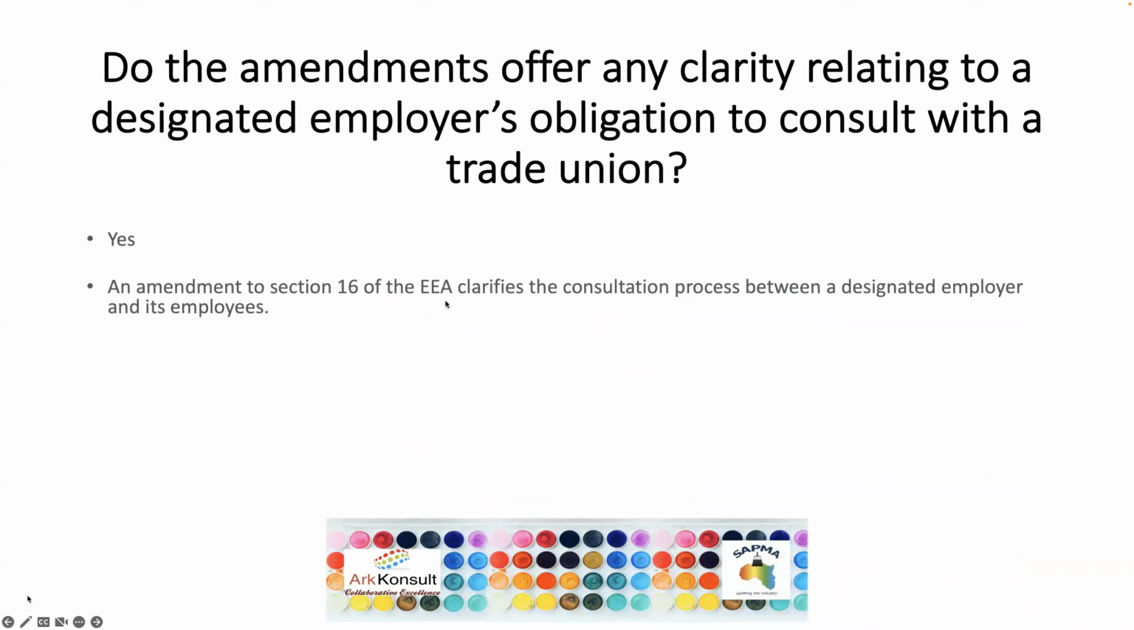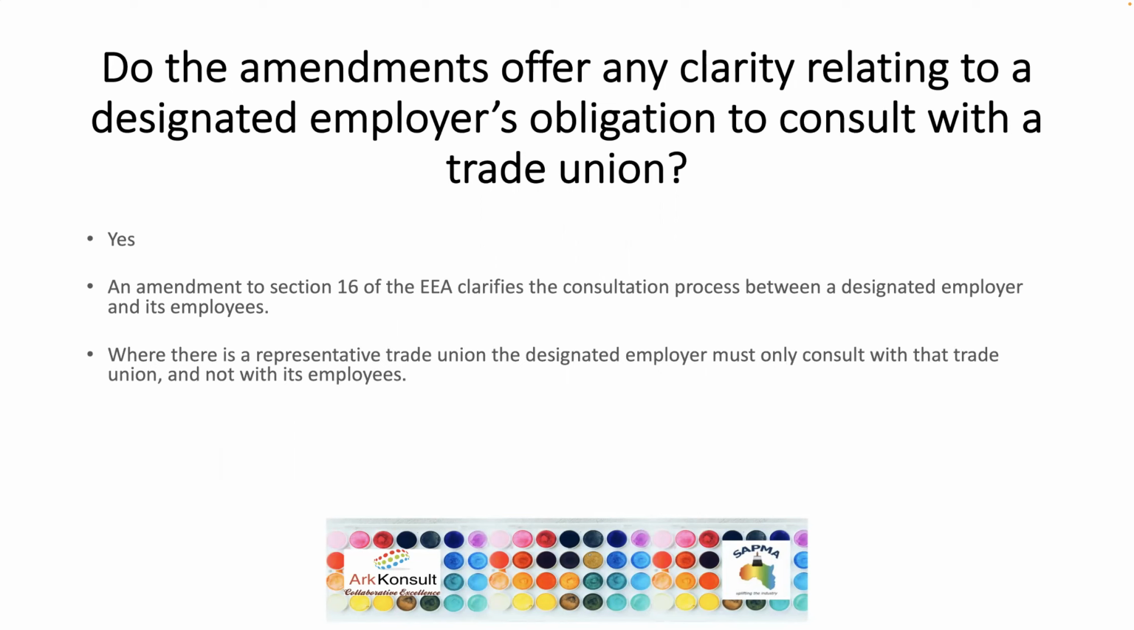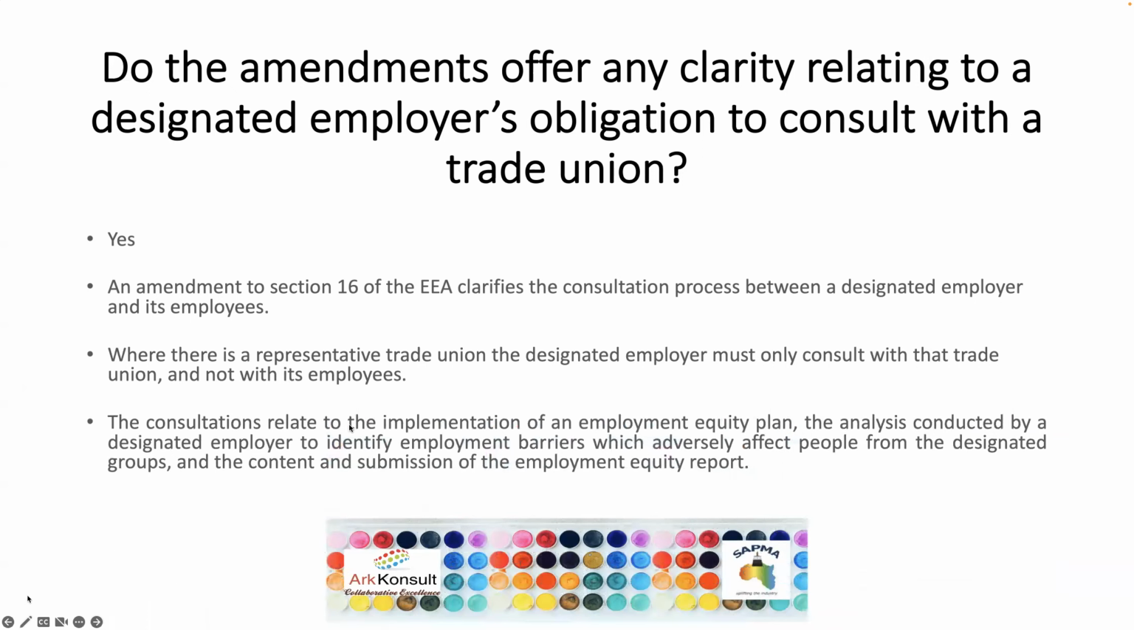But the new changes say this: an amendment to Section 16 of the Act clarifies the consultation process between the designated employer and its employees. Where there's a representative trade union, the designated employer must only consult with the trade union and not with its employees. Huh? So where there is a trade union, this amendment to the Act cuts your employees out of the consultation process and assumes that the trade union are 100% mandated on behalf of the employees, but the employees have no role in engagement on employment equity in the workplace.